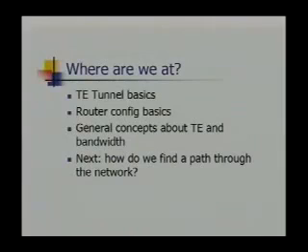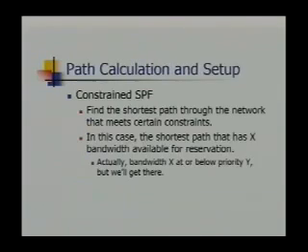Okay, another pausing point. We've covered traffic engineering tunnel basics. We've covered router configuration basics. We've also covered general concepts about traffic engineering and bandwidth. Now we're going to plow into how we find a path through our network, and this is essentially disjointed from our IGP. So now we get to path calculation and setup.